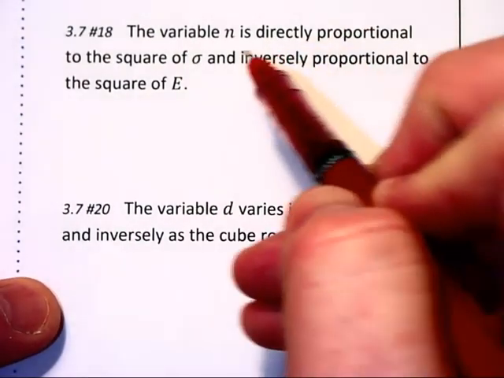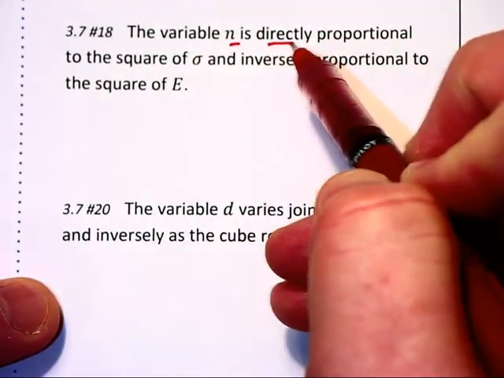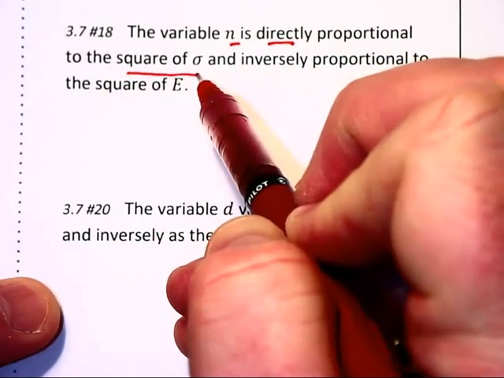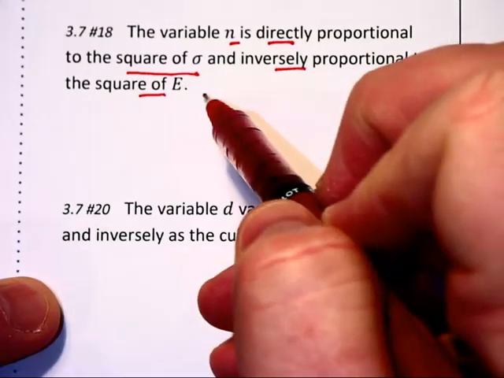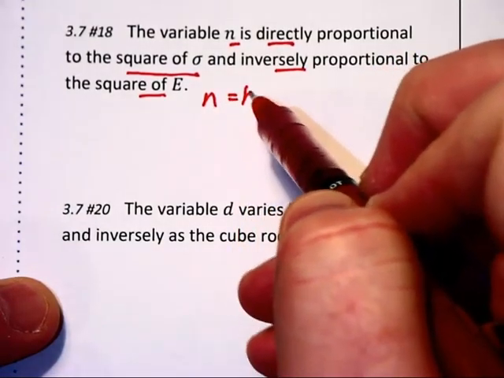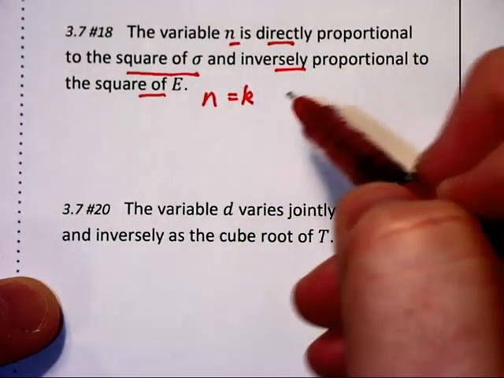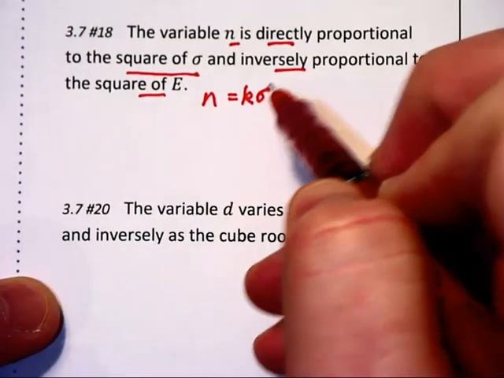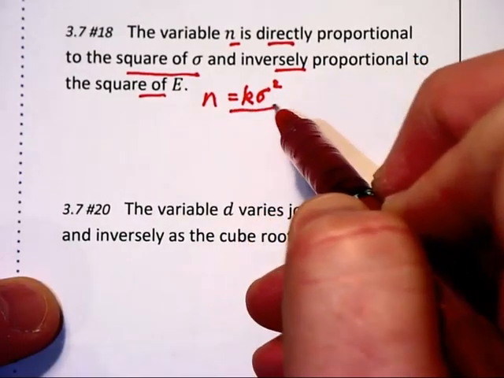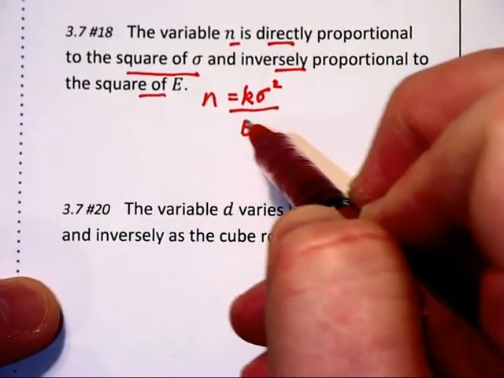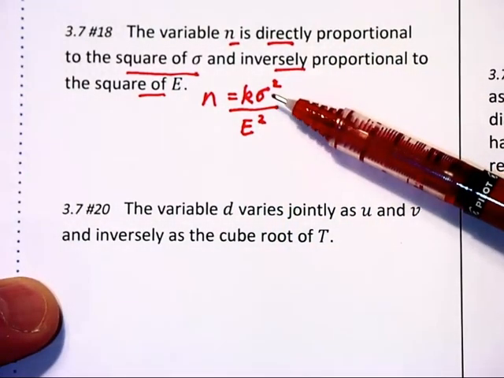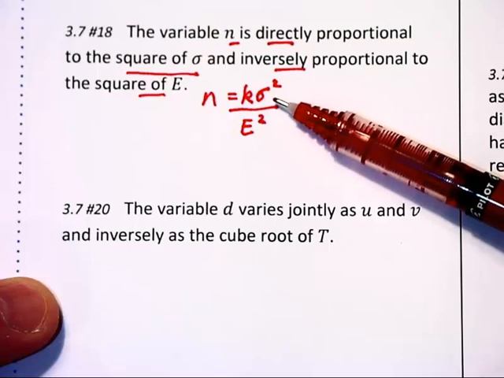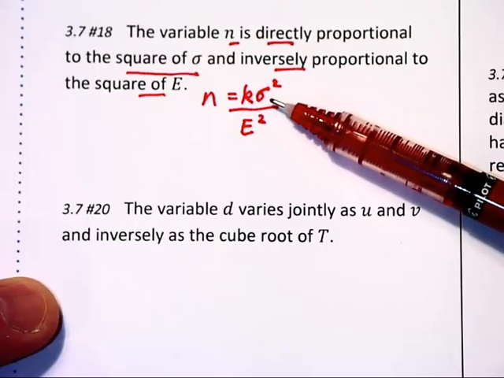The variable n is directly proportional to the square of sigma and inversely proportional to the square of e. So n equals k directly with sigma squared, and inversely create a denominator over e squared. Now sigma, that's the lowercase s in the Greek alphabet, and when you take statistics, that'll be the variable we use to represent the standard deviation.